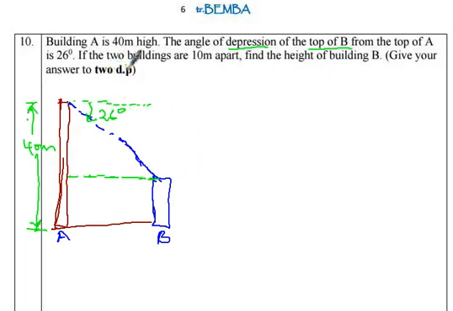Now, if the two buildings are 10 meters apart, that means the distance in between these two is supposed to be 10 meters. Find the height of building B. We are interested in finding the height of this building, and then we have instructions on how to give our final answer to 2 decimal places.